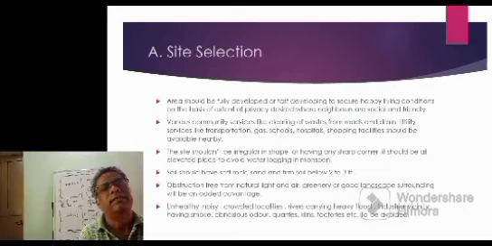The site shouldn't be irregular in shape or have any sharp corner. It should be at an elevated place to avoid water logging in monsoon. It is a very common thing. It should be in an elevated place, otherwise water logging can be there in monsoon. If the plot is irregular in shape, then wastage of land will be there, so we should avoid that one.